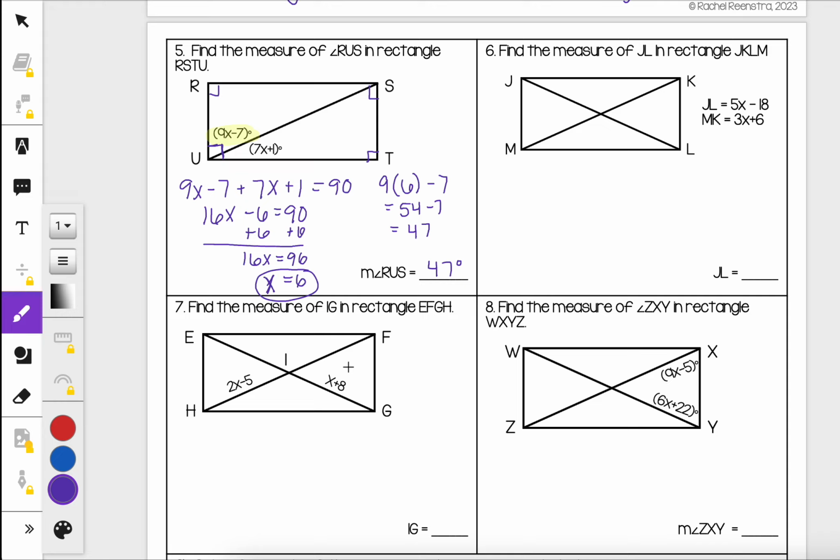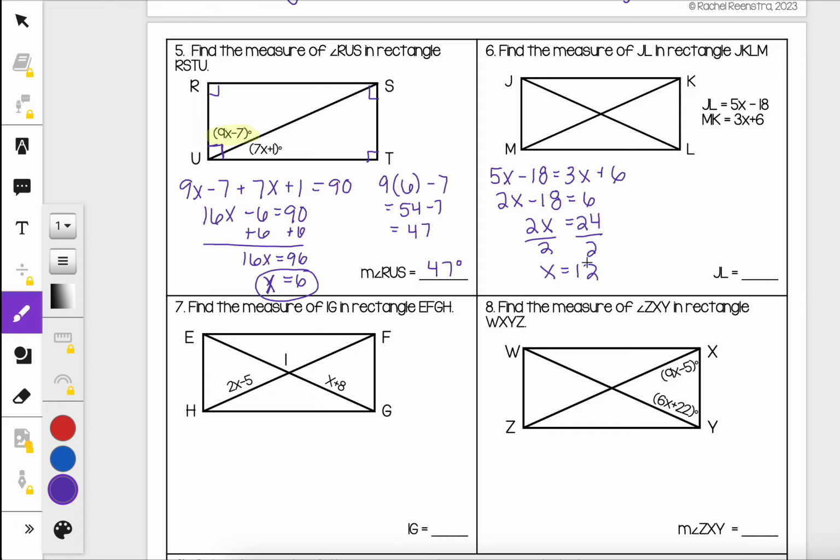Okay. Number 6, I want to find the measure of segment JL in this rectangle here. It gives me JL. It gives me the length of diagonal MK. So I can set these equal to each other because they are congruent. So I'm going to subtract 3x from both sides. 2x minus 18 equals 6. Add 18 to both sides. So 2x equals 24. And when I divide both sides by 2, x equals 12.